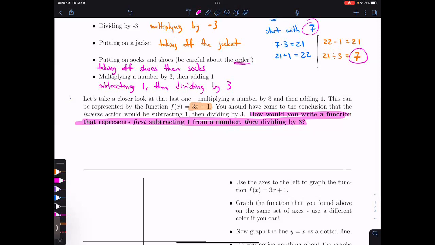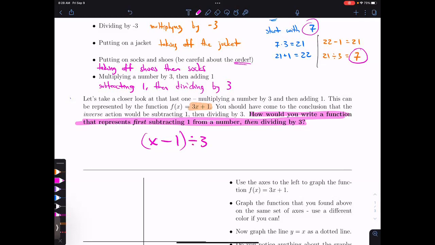Okay, so if X is my number, I need to subtract 1. So X - 1, right? And then I want to take that, the result of X - 1, and divide that by 3. So how can we write this? X - 1, throw a set of parentheses around it, divided by 3. Okay, you could write it like that.